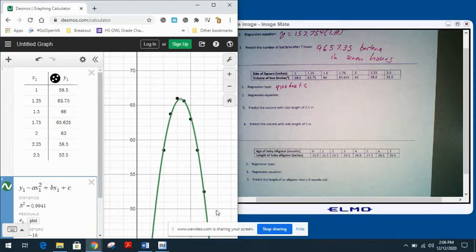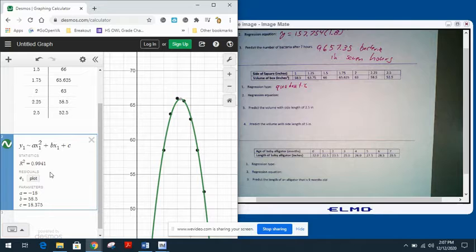Actually a really decent fit here. You can see it's going through touching pretty much every point except for that one up there. So this is a really, really nice fit. And our R squared value is again decent, so we know it's a really good fit here as well. There's our equation.